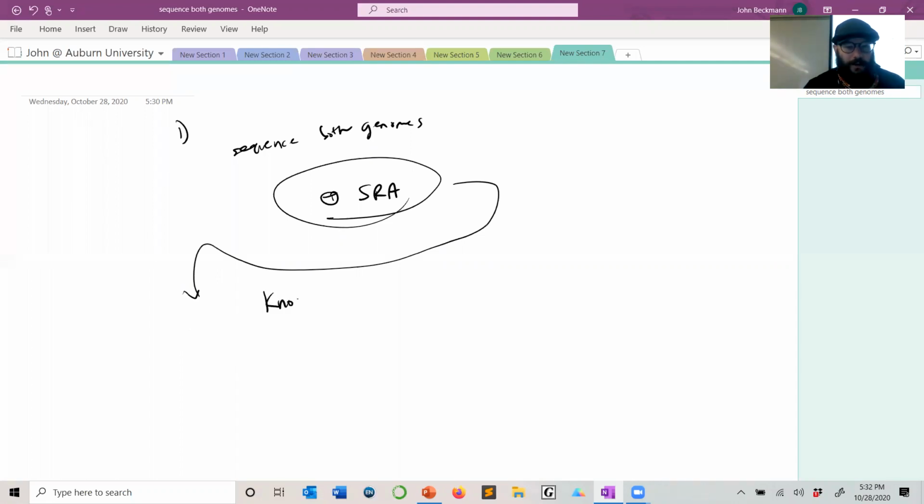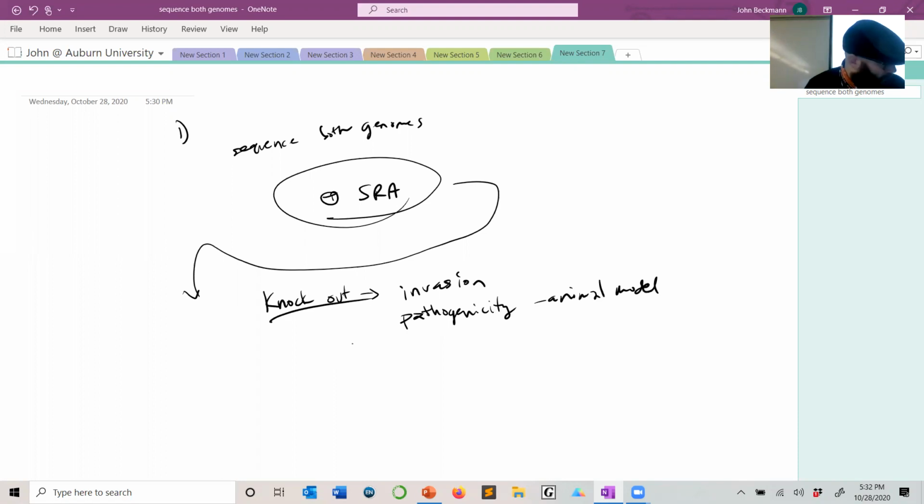Yeah, you could do a knockout. Knock out the SRA gene and see the effect, and then compare it with when the gene is on. So you could knock it out, and you could test invasion. You could measure invasion in cell cultures. You could measure pathogenicity. I don't know, it'd probably be in an animal model. You wouldn't be able to do it in humans. But this is definitely one thing that you could do.